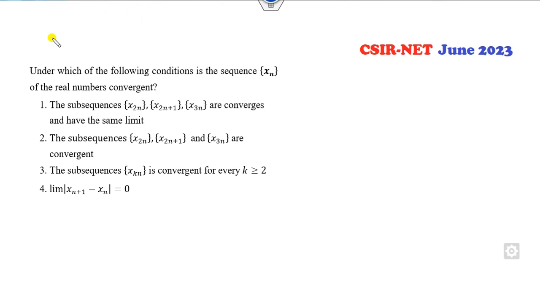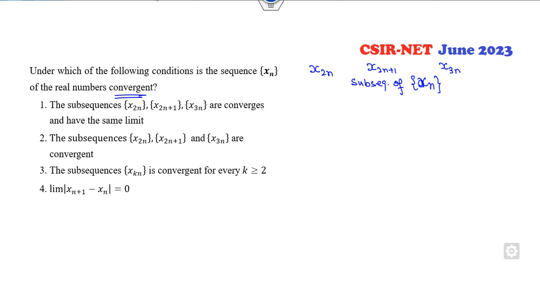Look at this another one. What is given to you? Which of the following is convergent? Again the same concept. This is x of 2n, this is x of 2n plus 1, this is x of 3n. These are subsequences of the xn.